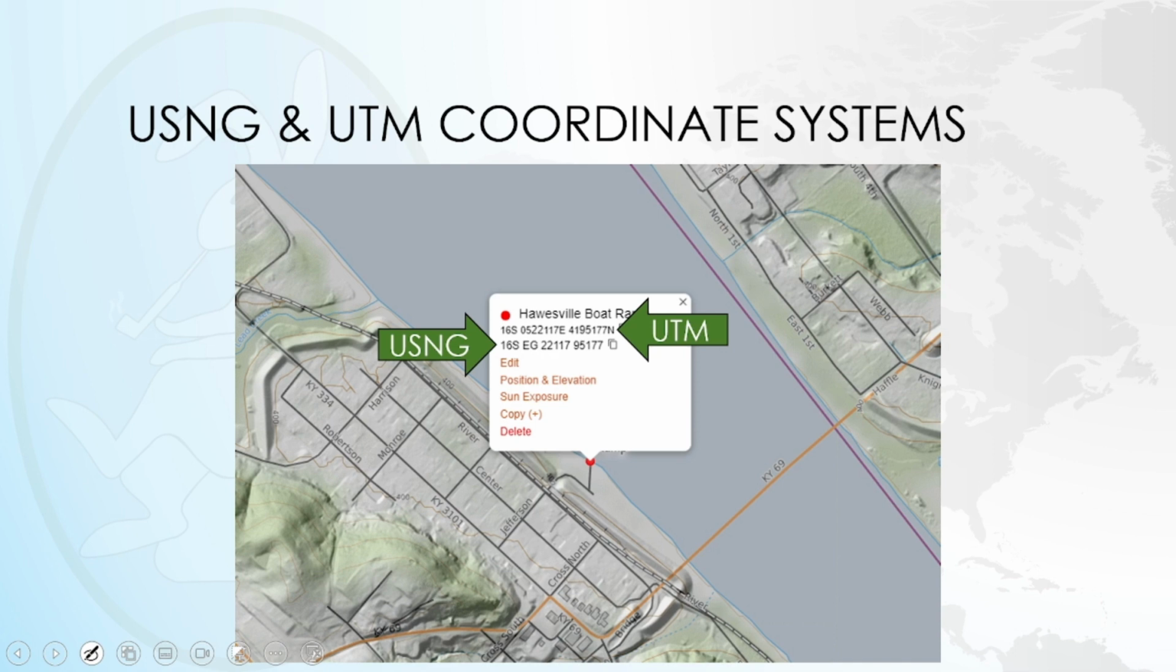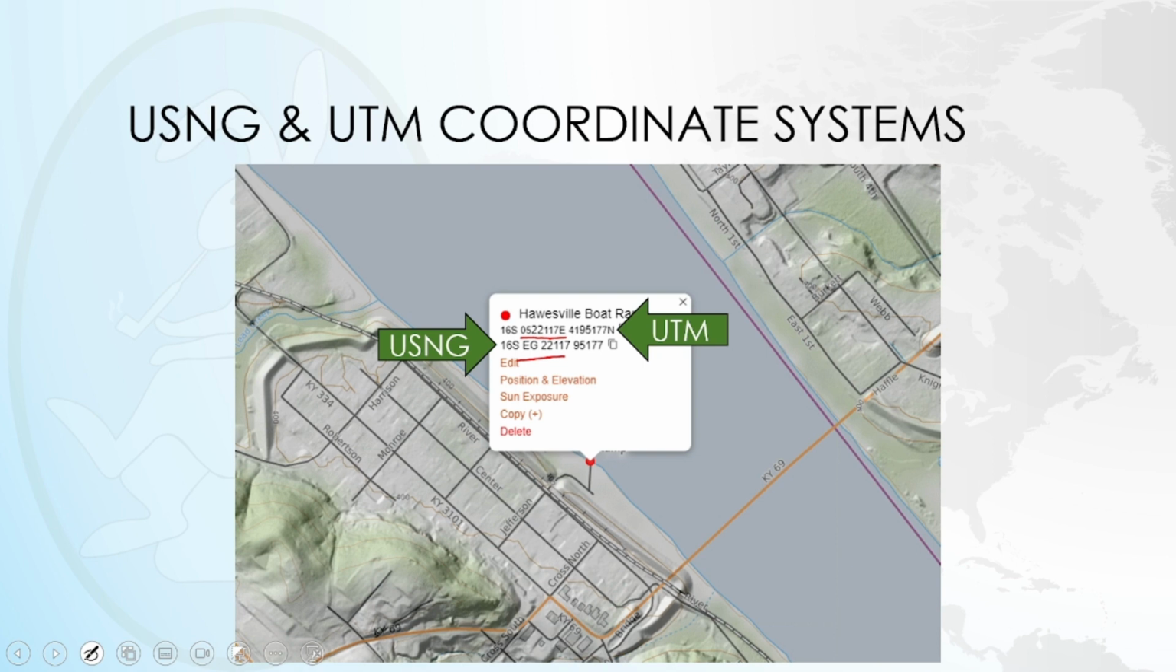So these two numbers right here, the 16S, those are the same. Whenever we get into these, the first set of numbers up here, we have a 05 in the UTM. Underneath of that, it's EG in US National Grid. The remaining five numbers there are the exact same. The 22117, that's the exact same. The only thing that's different are the first two characters of that coordinate.